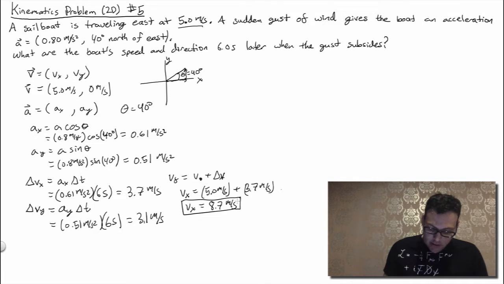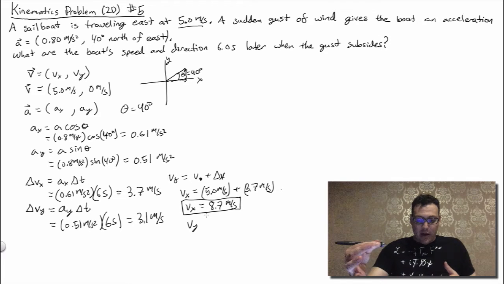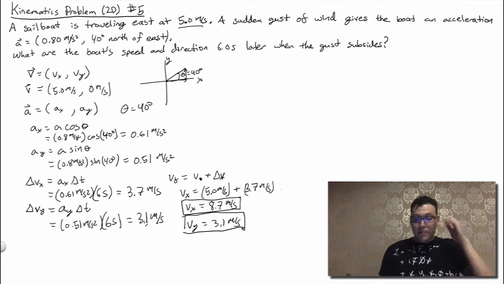That's an answer. And this one in the y, since the initial velocity in the y was 0, for the y component, this is 0. So the whole change is the final velocity, right? If you had 0 velocity to start out with and then you change by 3.1, then your final velocity is 3.1 in that direction. Okay, we can box that. All right, these are the components.